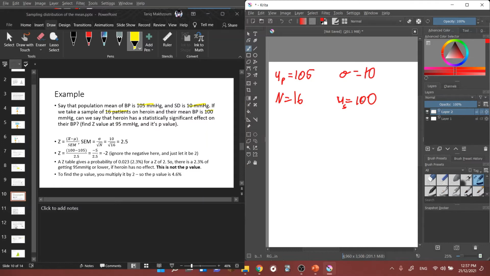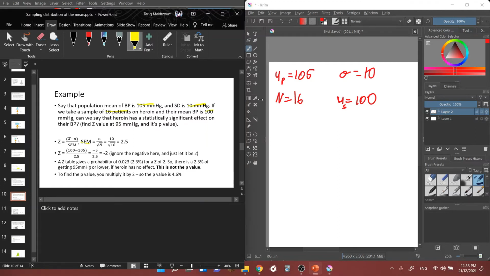Let me just write this thing down. I have been at this for hours. So we need to find out, is this sample mean statistically significant, right? Is the probability of getting a sample mean that's this far away from the population mean less than 5%? Okay, so the first step is to find the standard error of the mean.